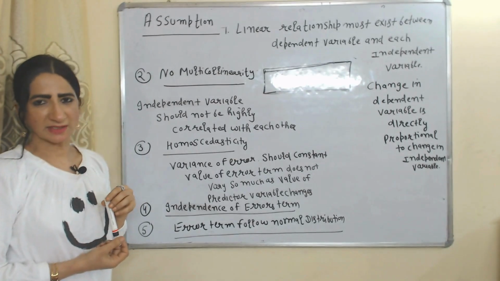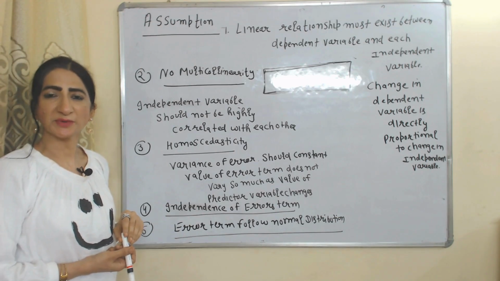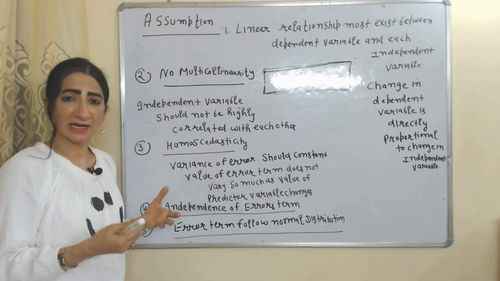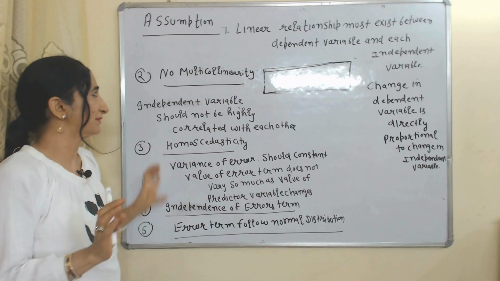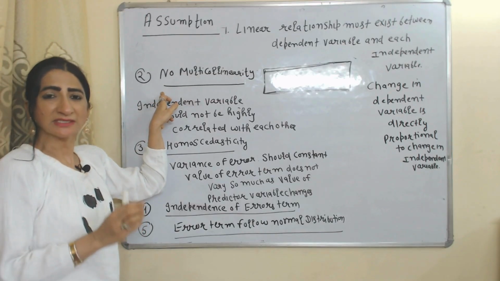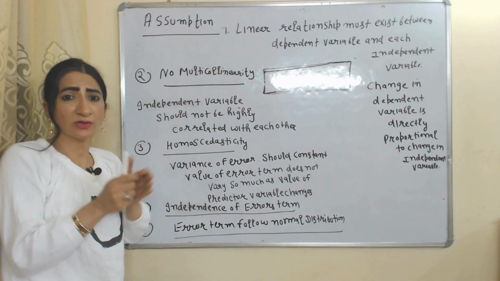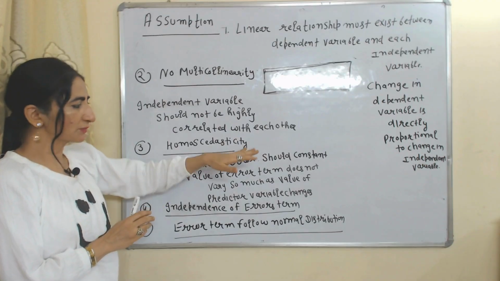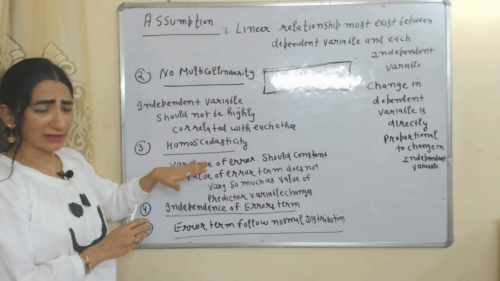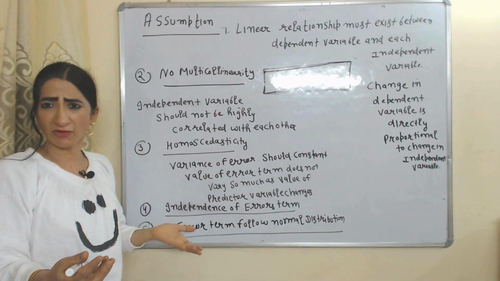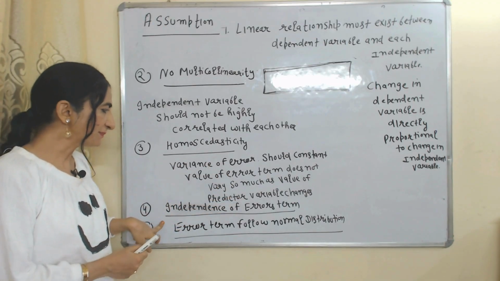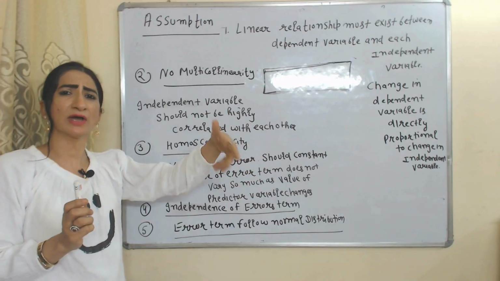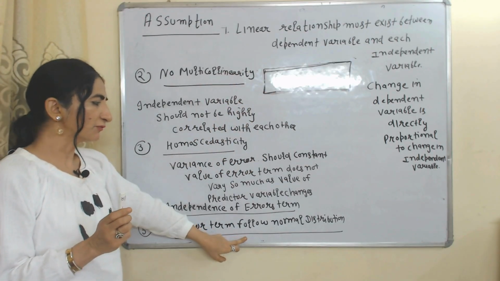Now we will see the assumptions. A linear relationship exists between the dependent variable and each independent variable. That means a change in the dependent variable is directly proportional to a change in the independent variable. No multicollinearity. That means the independent variables should not be highly correlated with each other. Homoscedasticity. That means the variance of the error term should be constant. In simple terms, the value of the error term should not vary so much as the value of the predictor variable changes. Independence of error terms, that means the error term of one observation should not be related to the error term of any other observation. The error term follows a normal distribution.